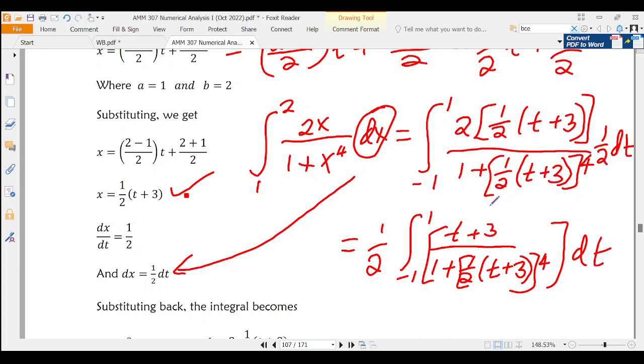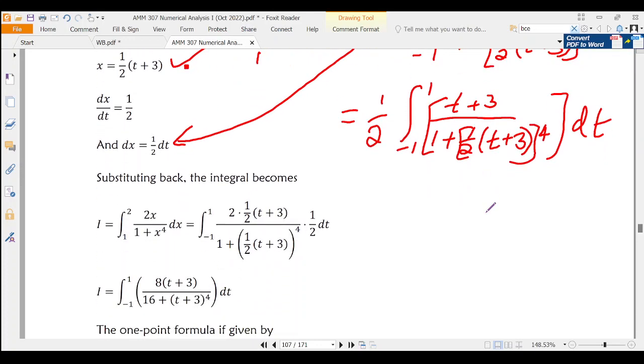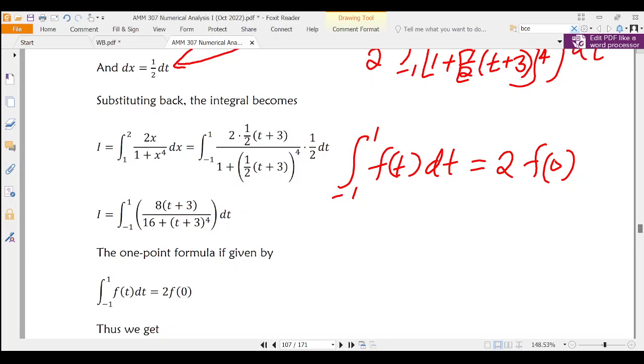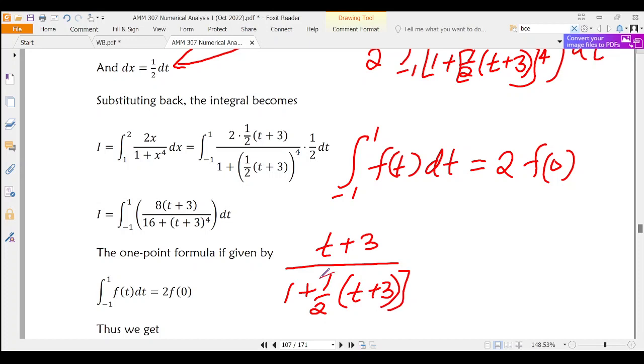So when working this out, we can choose to simplify this first, or we can just apply the formula, because in our case, the formula is the integral from minus 1 to 1 of f of t dt is equal to 2 times f of 0. So we only need to evaluate the integrand at 0. So we only need to evaluate the expression t plus 3 divided by 1 plus a half into t plus 3 raised to the power of 4.